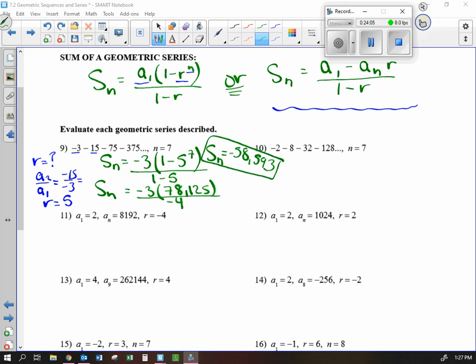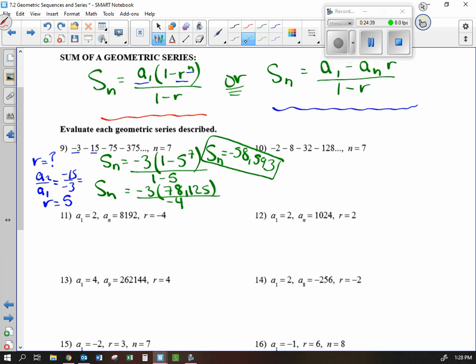So that's what the sum of the geometric series would be in this one for number 9. We found r. We plugged everything we had into one of the equations that we figured out up here, right? And we figured out it was the first one we should be using, so we used that one. We did our calculator steps to get to that sum, and our sum was -58,593.